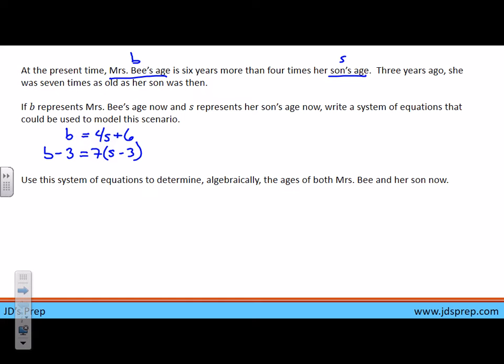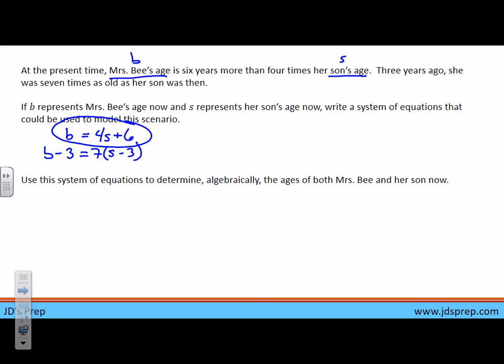In the second part, we want to use this system of equations to determine algebraically how old both Mrs. B and her son are now. When algebraically solving a system of equations, you have two options for the method, either substitution or elimination. Substitution is a great method to use whenever one of your equations is either already solved for one variable or it's relatively easy to solve it for one variable. In the case of our first equation here, B equals 4S plus 6, it's already solved for B, which makes the substitution method a great choice here.